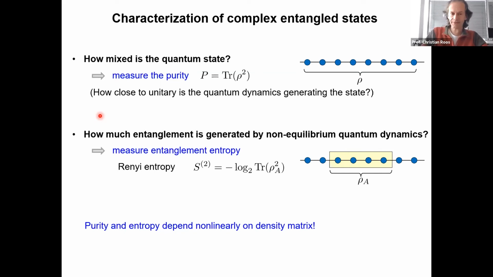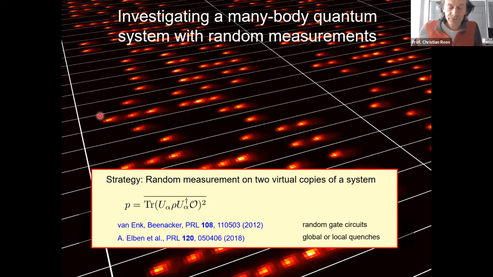The problem only is that now purity and entropy depend in a nonlinear way on the density matrix, and so there's no observable that you can easily measure in our system. And for this reason, we made use of a proposal which was first made in the context of quantum computing, and that is to produce something like two virtual copies of our quantum system.